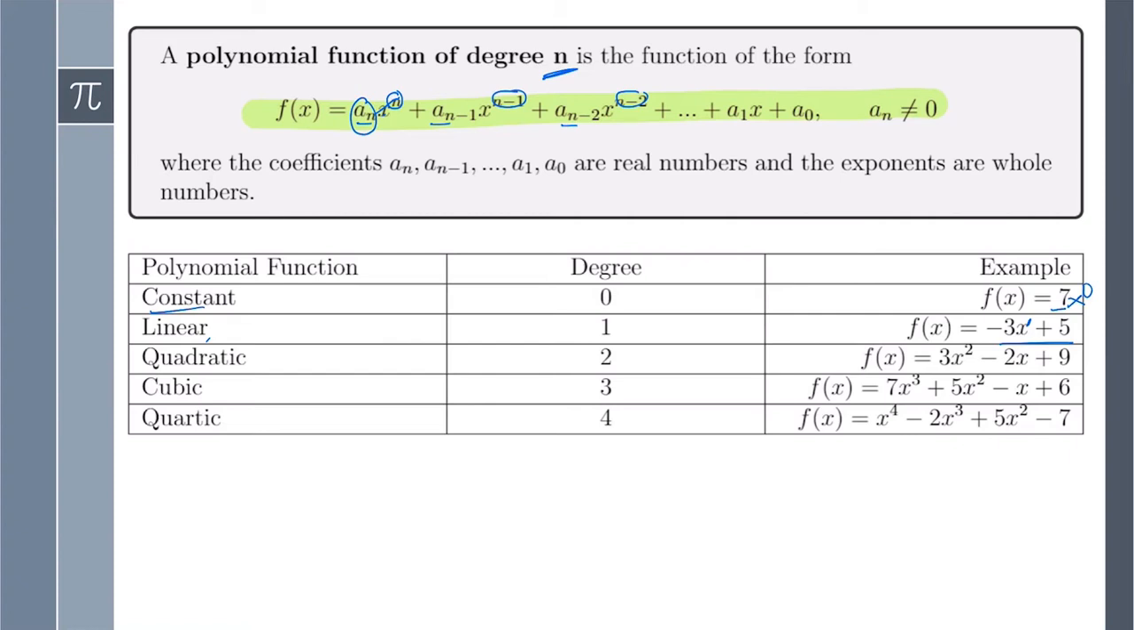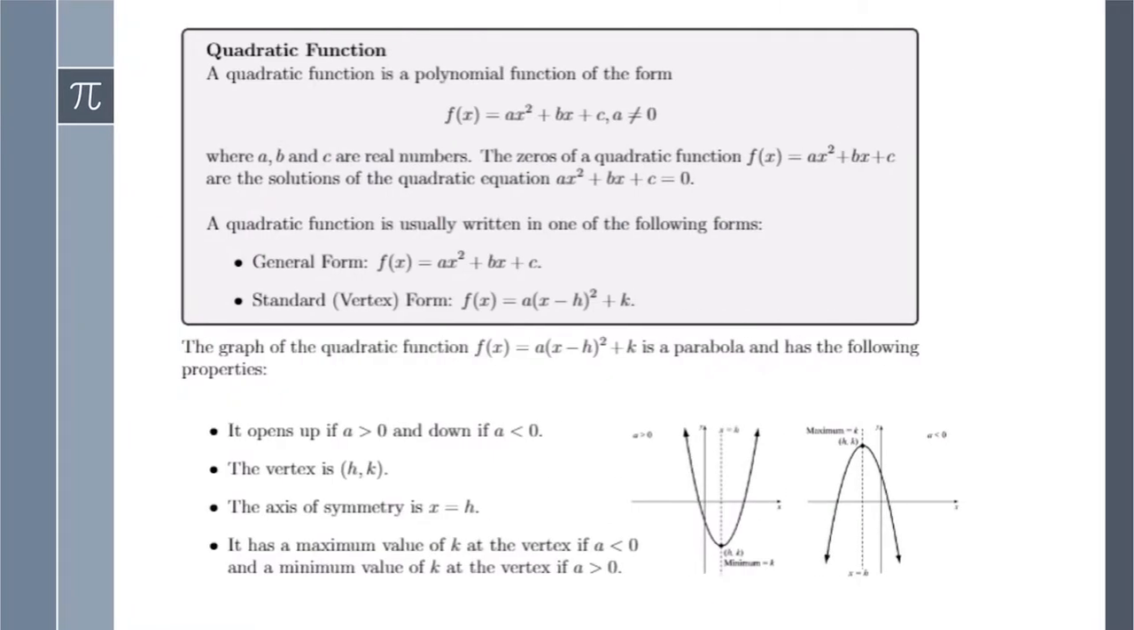The next one is quadratic, which is degree 2. The highest power is 2. The cubic, which is degree 3, means the highest power is 3. And quartic, which is degree 4, so the highest power is 4. So those are some of the examples. And then we could also have higher degree polynomial functions. Now in this video, we are going to focus on degree 2, or quadratic functions.